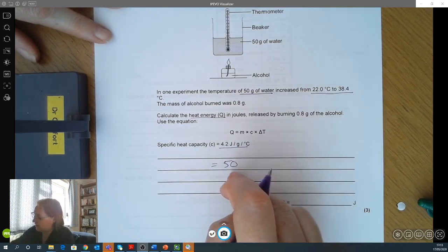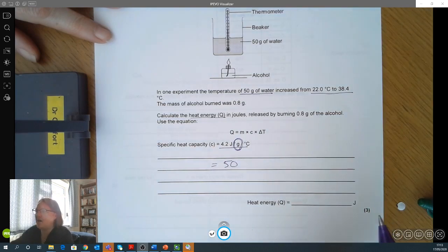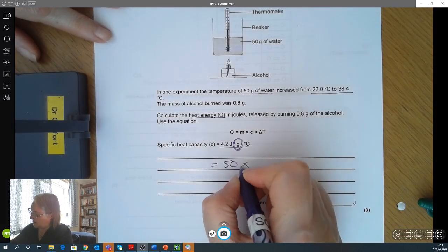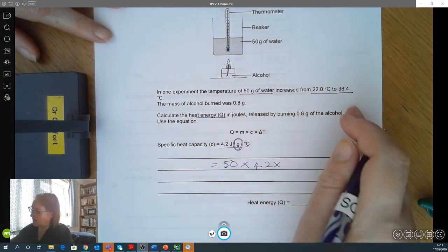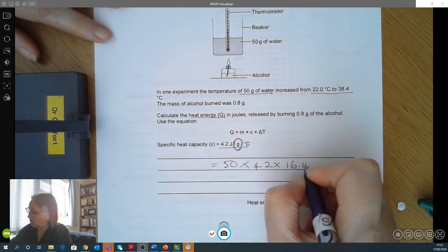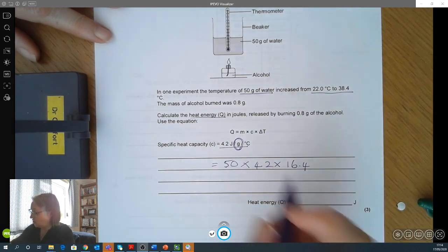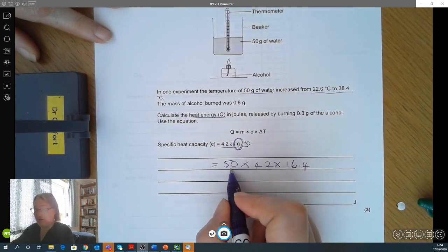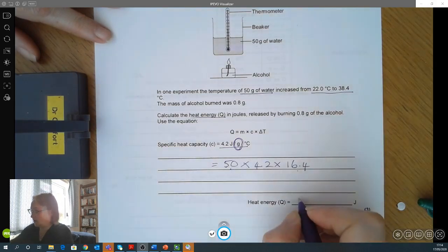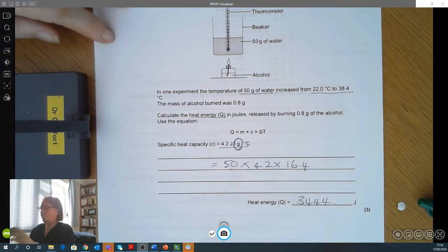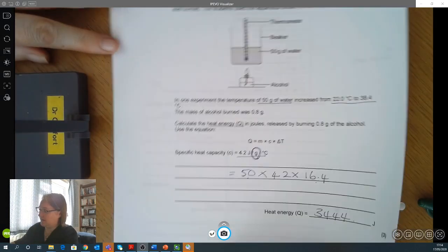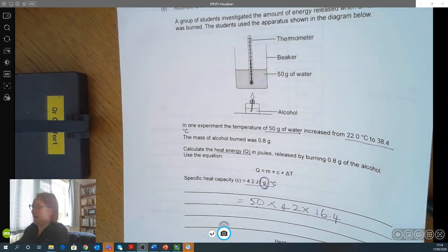Now, do I need to turn that into kilograms? No, because they've used grams here. So therefore I'm using grams as my unit of mass. So 50 grams times 4.2 times my temperature change. The difference between that and that is 16.4. So I already have got 2 marks there. I've got a mark for working out which mass to use, and I've got a mark for working out the temperature change. And then I just need to finally do my calculation, which is 3444 joules.